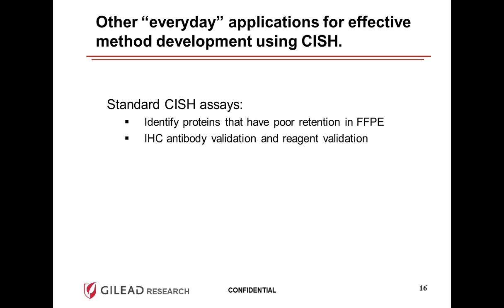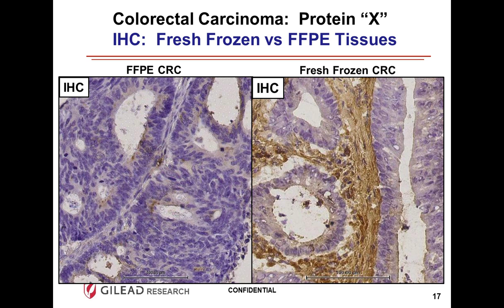So I want to get into other everyday applications that we like to use in situ hybridization. Just standard CISH assays, no dual assays or anything like that. We use them almost on a weekly basis to validate antibodies and reagents. We also use them to identify proteins that either have poor retention in FFPE or where there's no antibody available to use for IHC purposes.